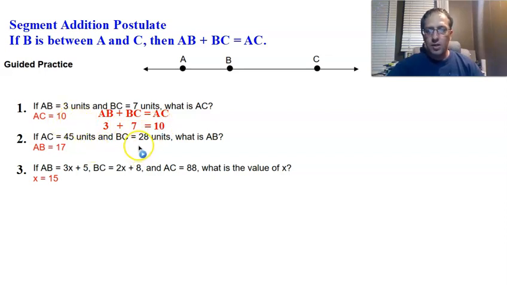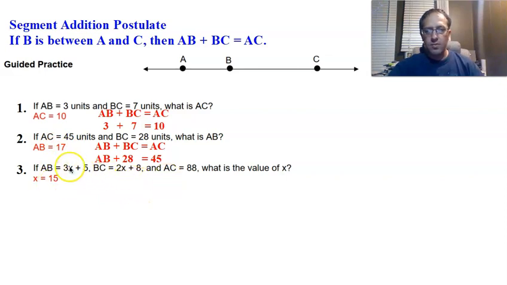Slightly more complicated here. AC is 45, BC is 28, we want AB. So it gives us the whole thing. We still have the same basic equation, right? AB plus BC equals AC. Plug in the 45, plug in the 28. So what we do, we subtract the 28 from both sides, and 45 minus 28 is 17.